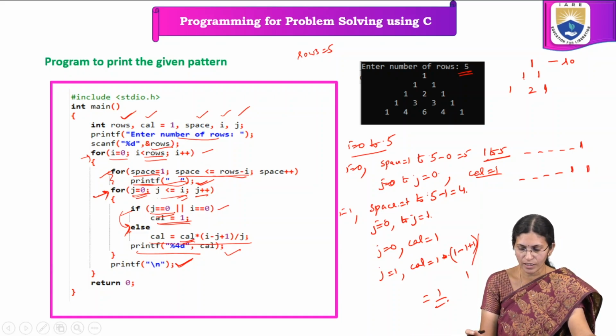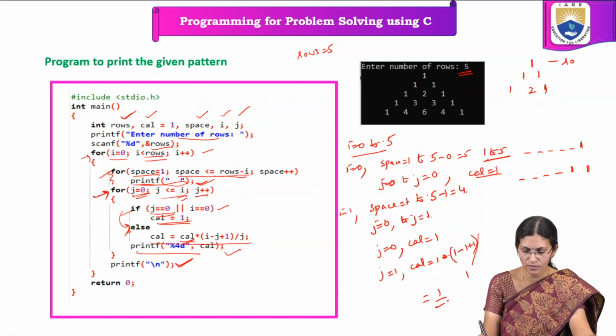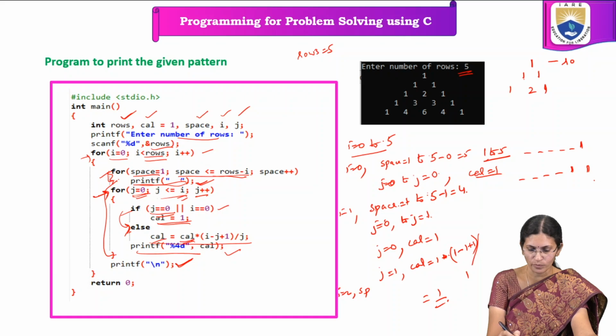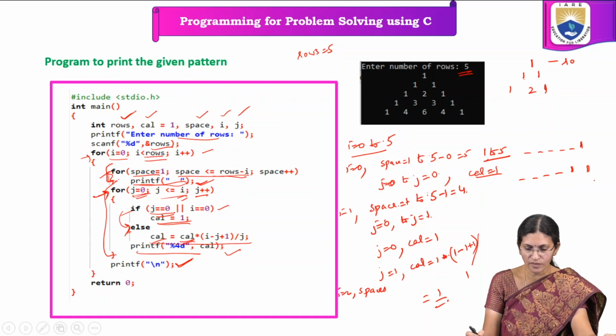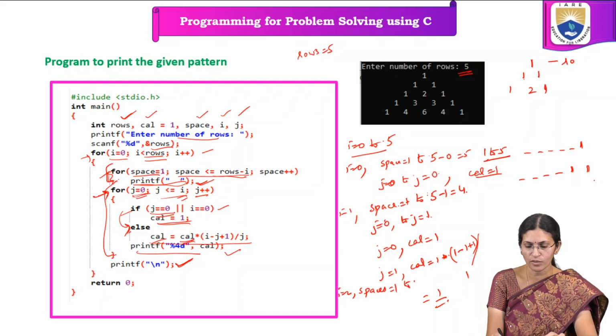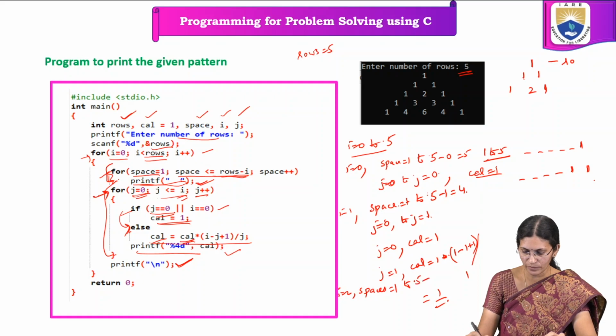Next, when i is equal to 2, in the outer for loop, the cursor moves to the next line and it will print the spaces based upon this for loop and the CAL value based upon this for loop. This for loop is to print the spaces. When i is equal to 2, space is less than or equal to rows minus i, that means 5 minus 2, which is equal to 3. So 3 spaces will be printed here, 1, 2, 3.